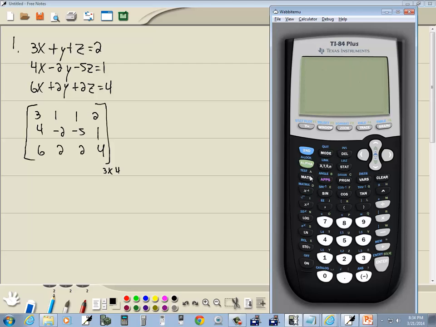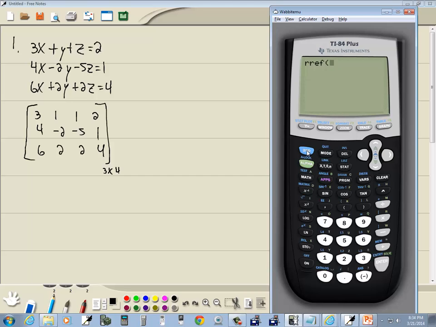Now I'm going to do RREF, reduced row echelon form. So I do second, x to negative 1, right arrow to math. By the way, I exited out by doing second mode. I'm not sure if I said that. So let me start over. Second, x to negative 1, and then I'll right arrow to math, and up arrow to RREF. Make sure you choose one of the two R's.